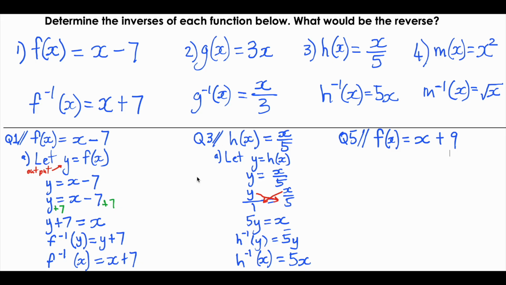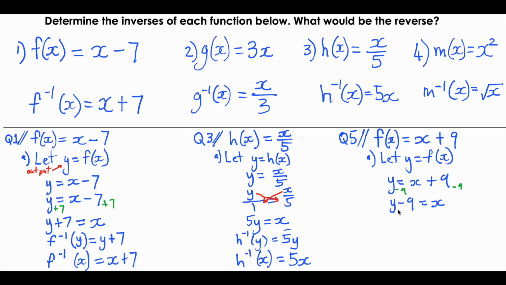All right, so let's go through this now, step by step. Let y equal f of x. Nothing fancy here. Then all I'm going to say is y is equal to x plus 9. I'm even going to make it shorter now for you guys, now that you have the process in mind. So we subtract 9 from both sides, and we end up with y minus 9 is equal to x.